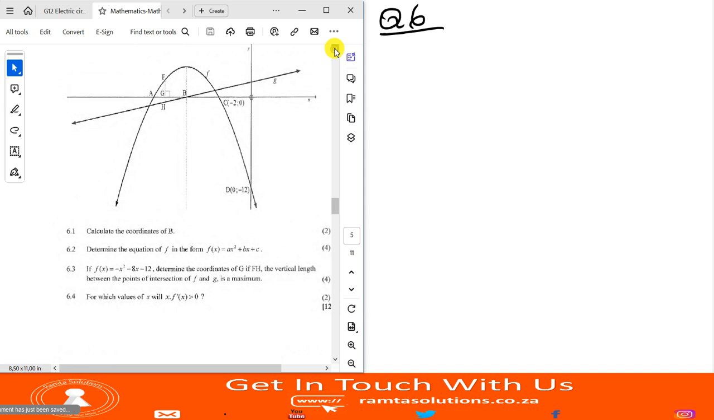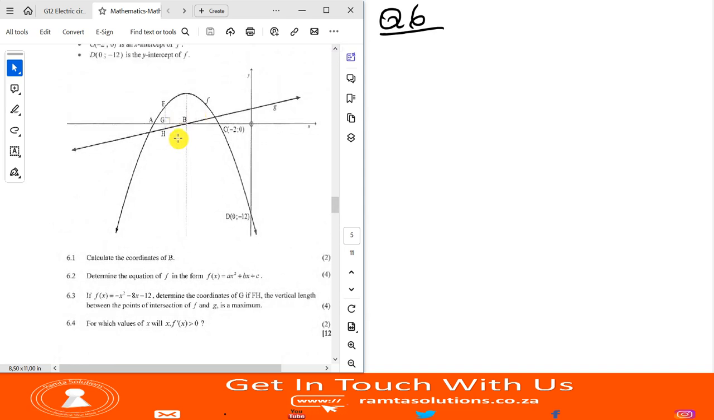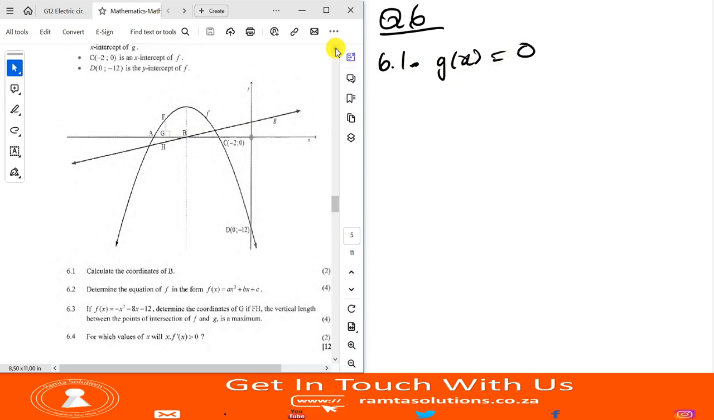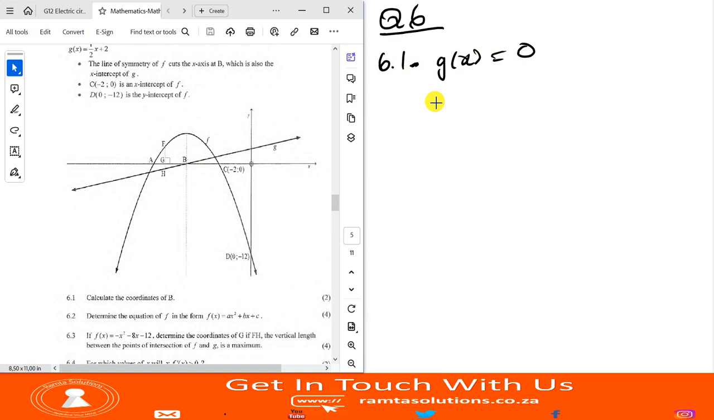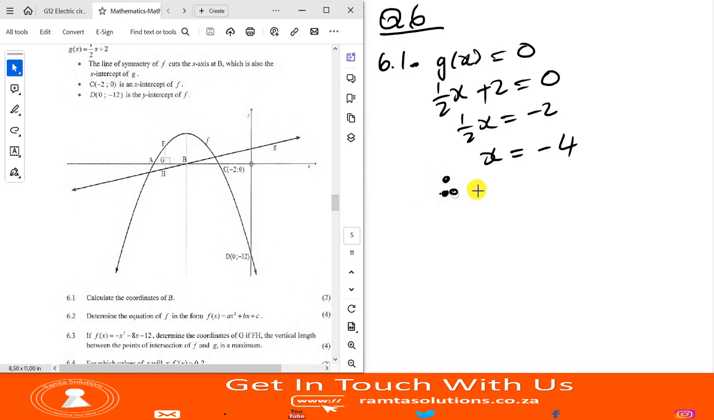Where is it? Okay, the coordinates of B, this is the x-intercept of g. So we will say x-intercept of g. So we will say g of x is equal to 0. What did they say g of x was? Half x plus 2. Okay. Half x plus 2 equals 0. So half x equals -2. So x equals -4. Therefore, we can say B is (-4, 0). Okay.